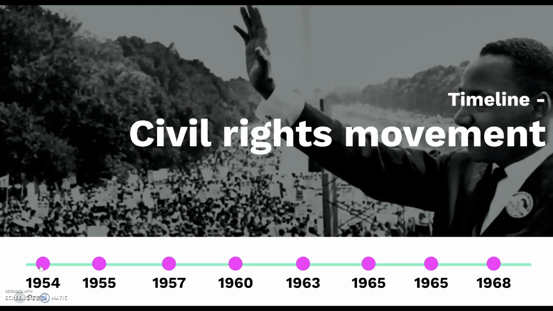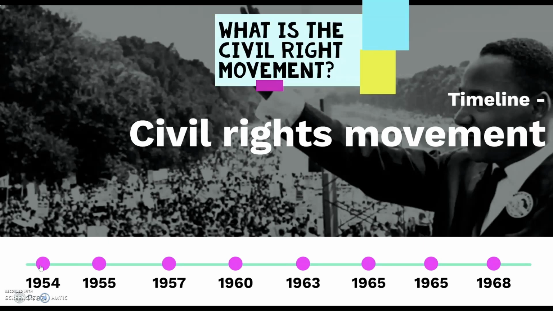First of all, what is the civil rights movement? The American Civil Rights Movement was a political movement and campaign that started in 1954 till 1968 in the United States to abolish institutional racial segregation and discrimination throughout the United States.